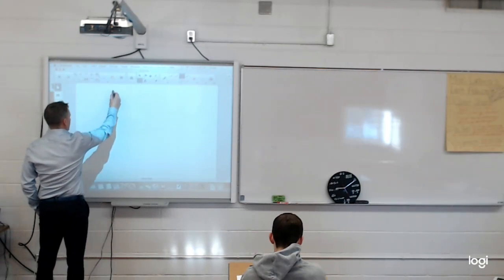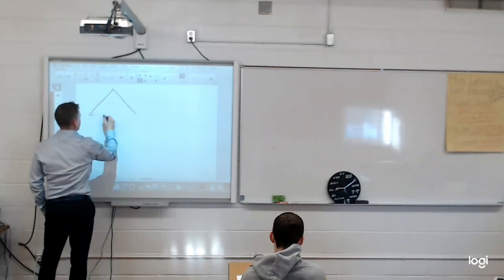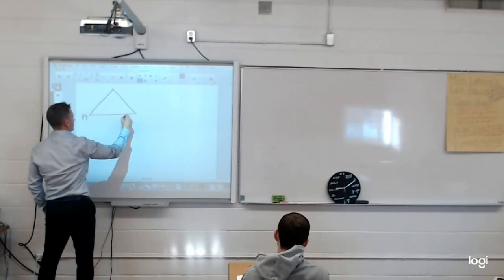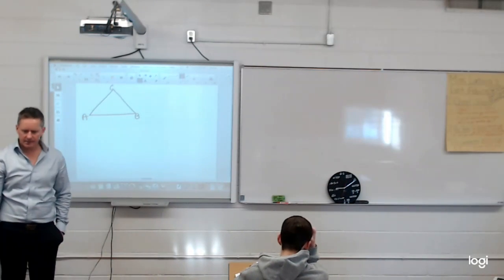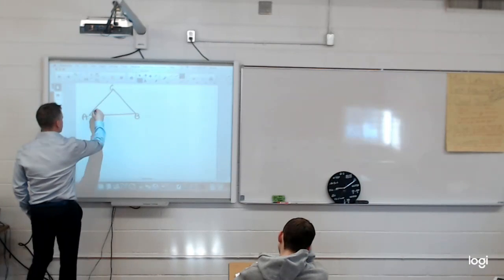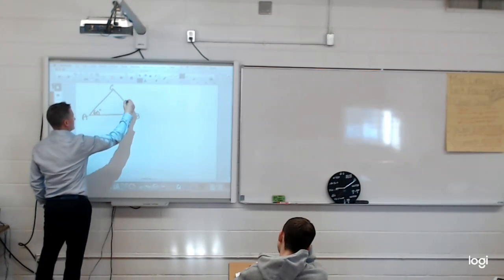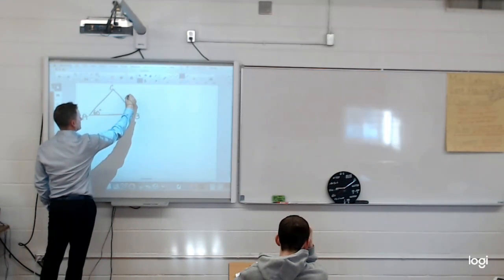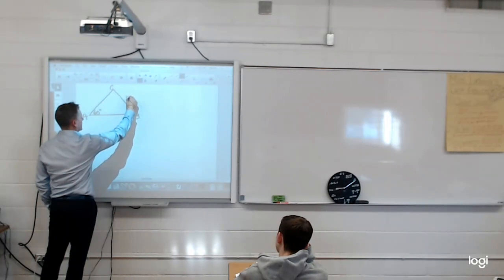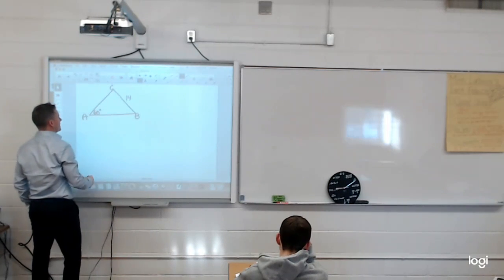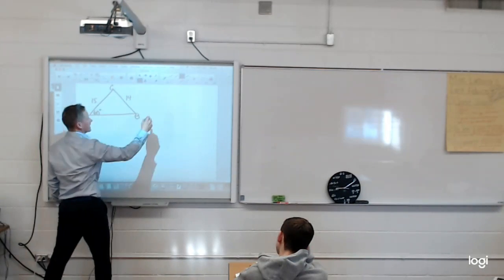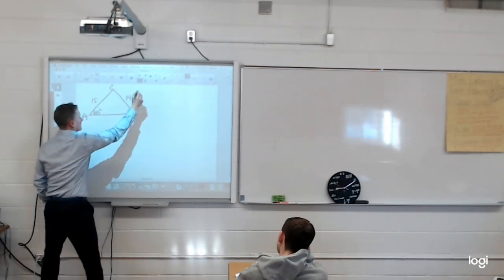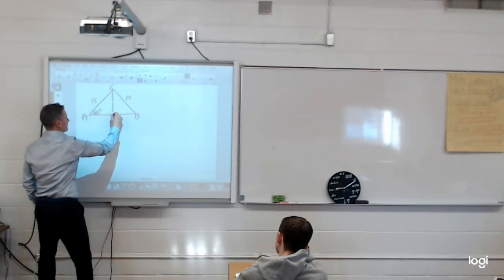So let's draw it out. A, B, C. Angle A is 60 degrees. Side a is 14. And side b is 15. So what's the first thing I need to do? Height. So let's find our height first.